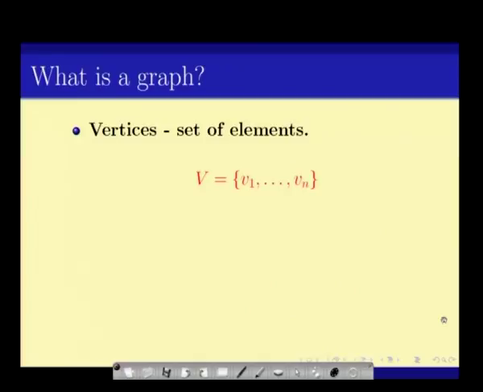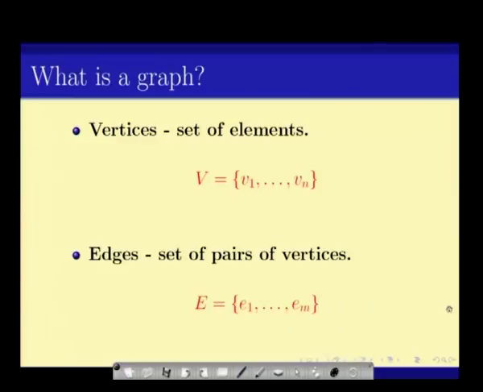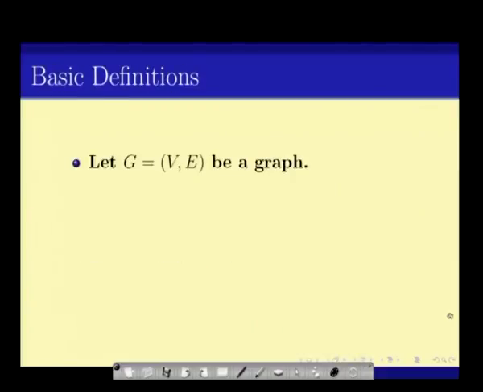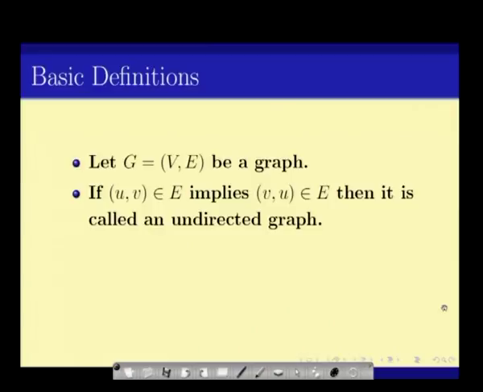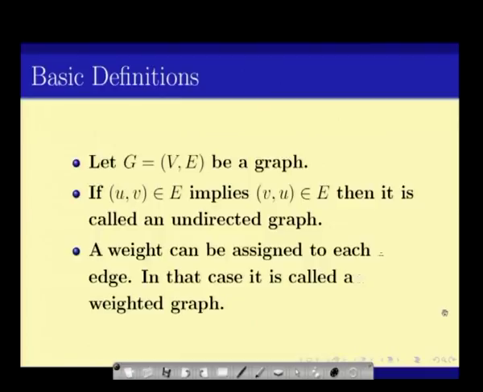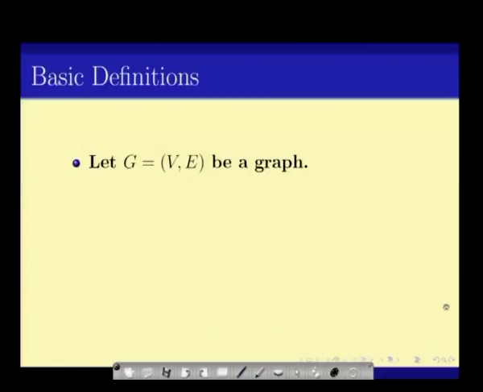To recap, a graph is given by a set of vertices V1 to Vn and a set of edges E1 to Em. Each edge is a pair of vertices. So, G is given as (V, E). If (U, V) being in the edge set E implies that (V, U) is also in E, then we call that graph an undirected graph. Weights can be assigned to each of the edges, and in that case the graph is called a weighted graph. There are some more basic definitions that we might want to recap.